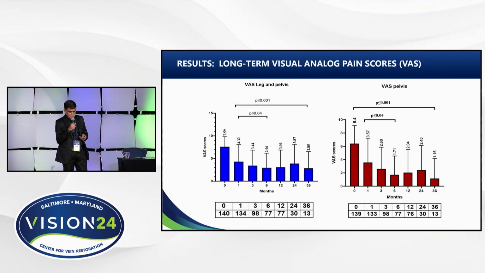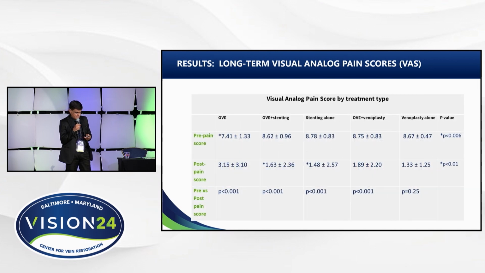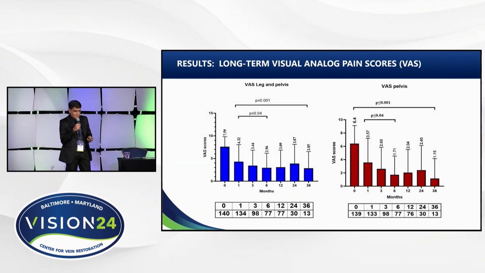So this is the crux of the study, this slide, looking at the visual analog pain scores of patients who presented with both leg and pelvic symptoms. The pre-procedure pain score was 7.59, about 8, in the combined patients. And after 6 months, it improved to about 3, and then it persisted at 36 months at about 2.85.